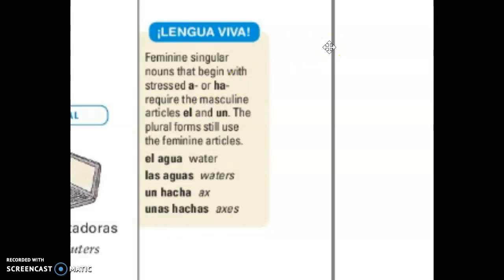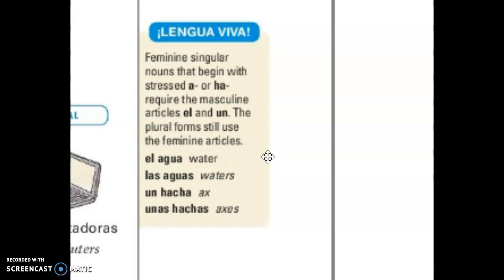I would love to point out one of the sidebars on page 14, lengua viva. So feminine singular nouns that begin with stressed a or ha, because as we spoke about yesterday, you do not pronounce the H at the beginning of a word, require the masculine articles el and un. The plural forms still use the feminine article. So el agua. I'm willing to bet it was a stylistic decision hundreds of years ago when this rule was put into play.